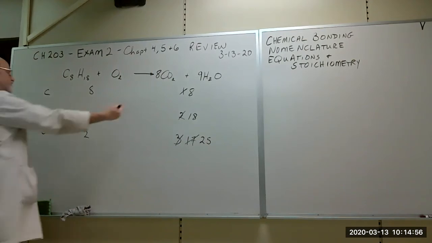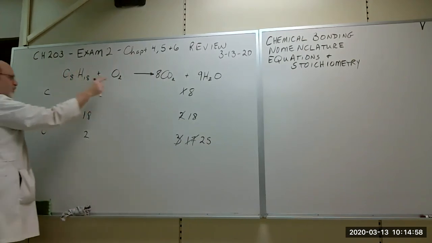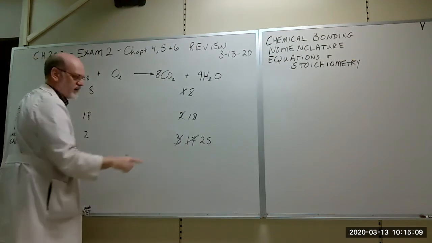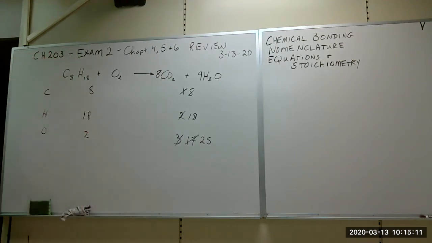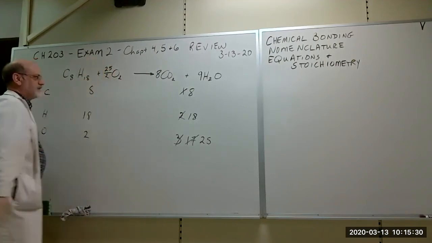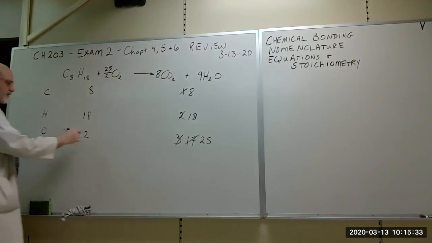Now we can deal with oxygens on this side. Because they're only in one location, we can put a coefficient there that balances the equation. The problem is we've got an even and an odd. There's no whole number we can put in front of that oxygen that will give us 25 oxygens. We'll either get 24 or 26. Okay, so here's the next trick. Use a fraction. 25 halves gives you 25.